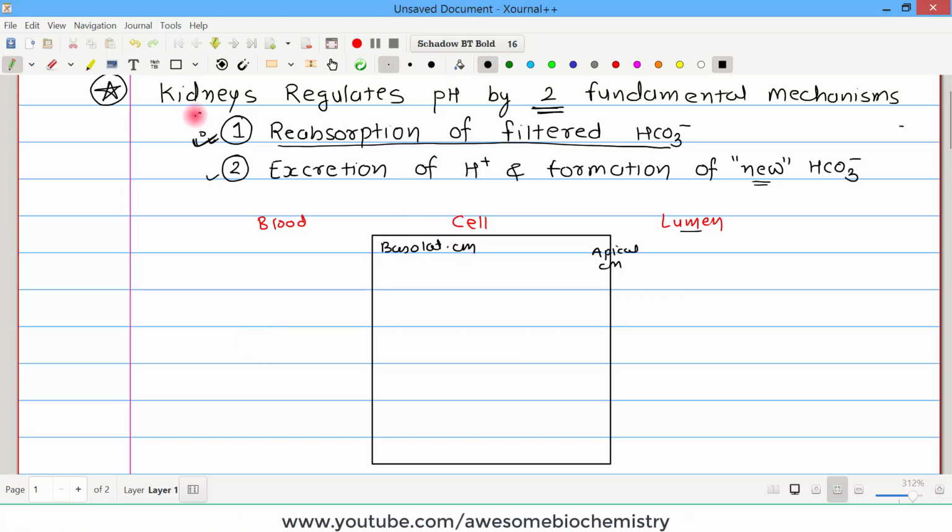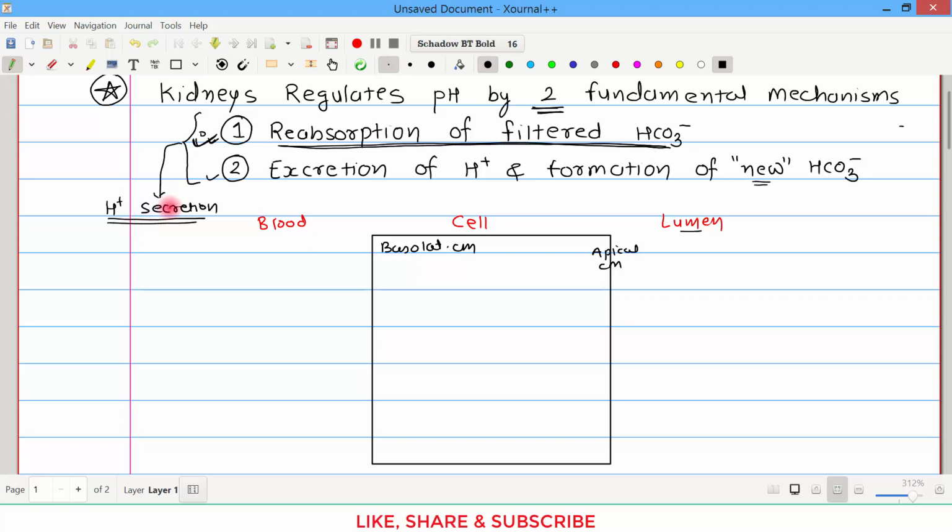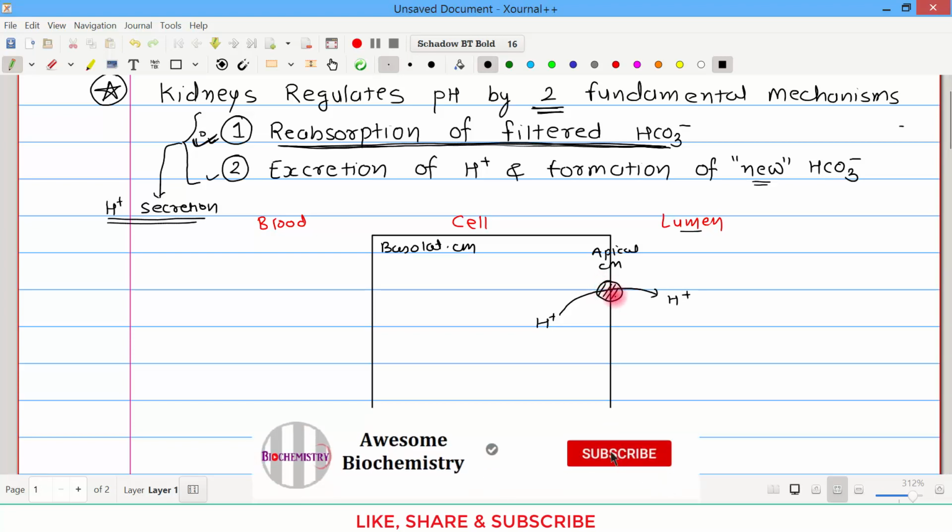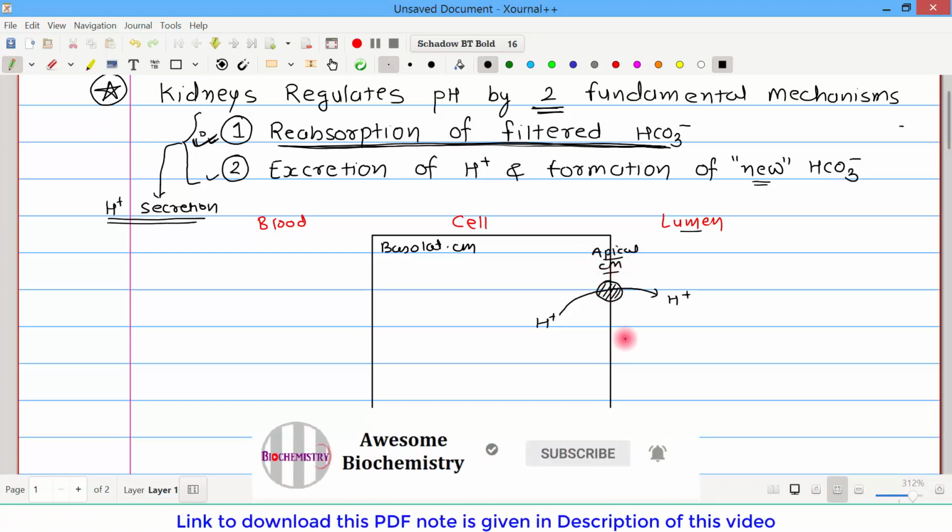In the previous video, I had also told that both of these mechanisms are carried out by the kidneys by the process of H+ secretion. Right? So, to carry out this mechanism, that reabsorption of filtered bicarbonate, the first step is H+ secretion. First H+ secretion will occur, then it will lead to a certain sequence of events which ultimately results in reabsorption of filtered bicarbonate. So, the first step is H+ secretion, which is H+ transported from the cell to this lumen. Now, this transport is carried out by specific transporters which are present on the apical cell membrane.